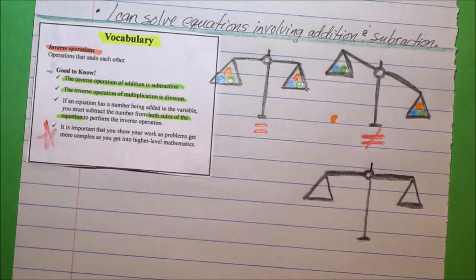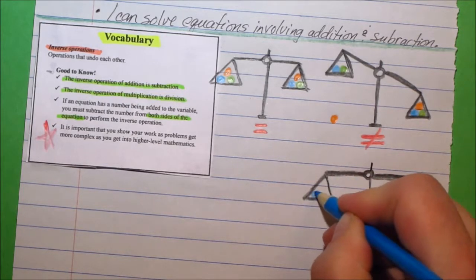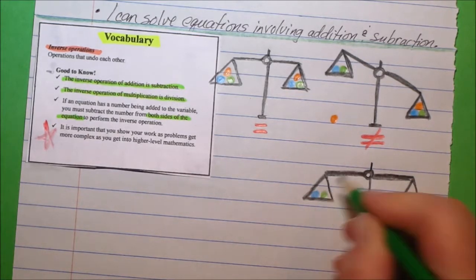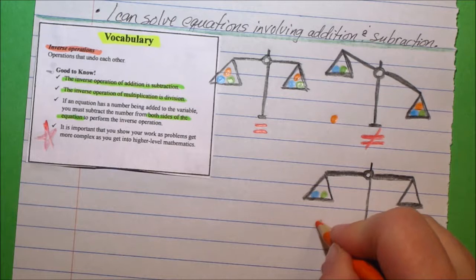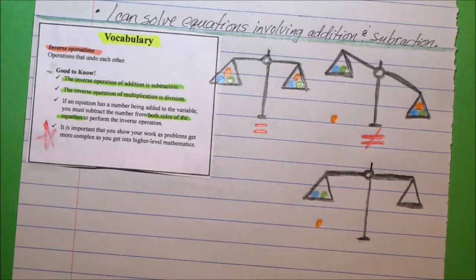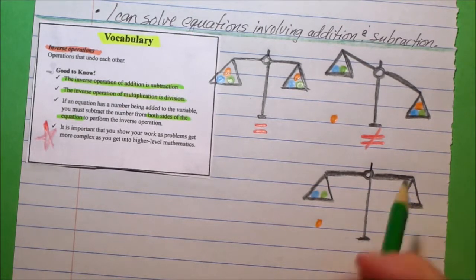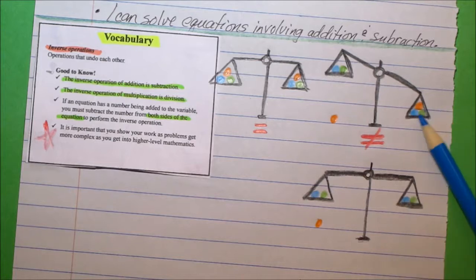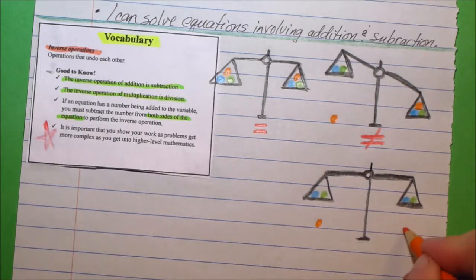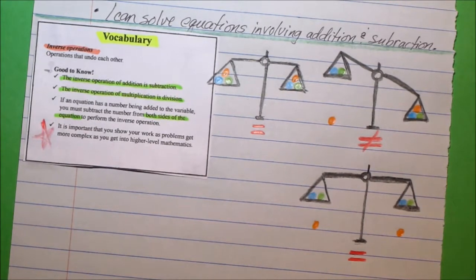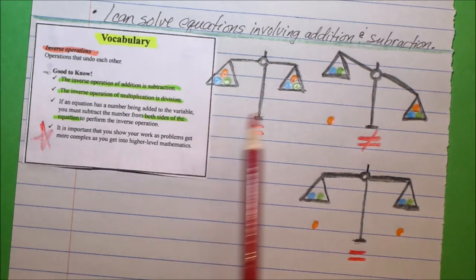All right, so I have a blue one here and a green one here. And remember, I had taken the orange one off. All right? Well, it is in balance now because on this side, I have a blue one here and a green one here. And on this side, I have also taken the orange one off. All right? So now, everything is in balance again. Equal again.